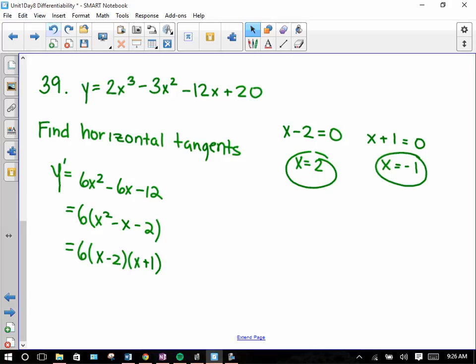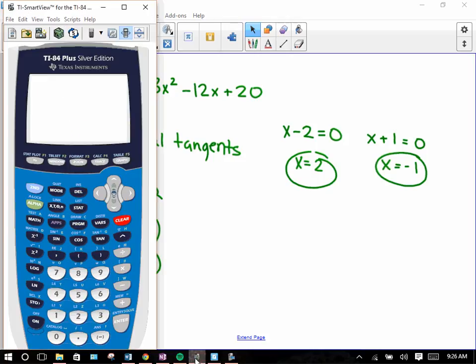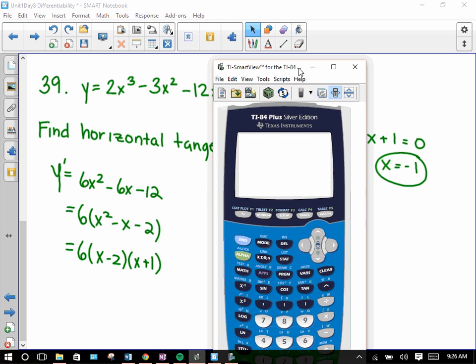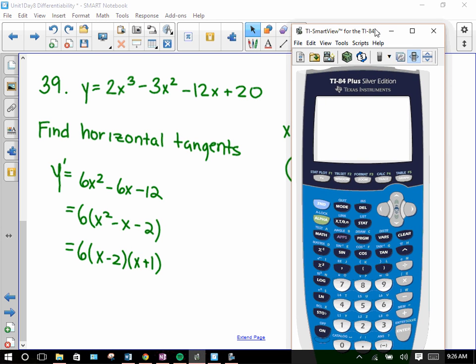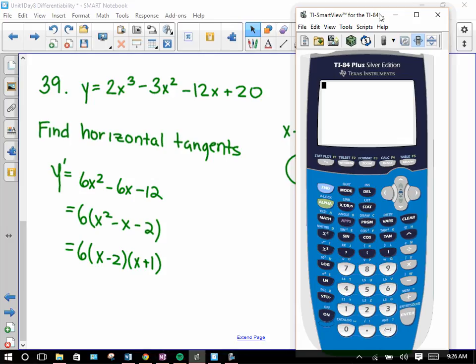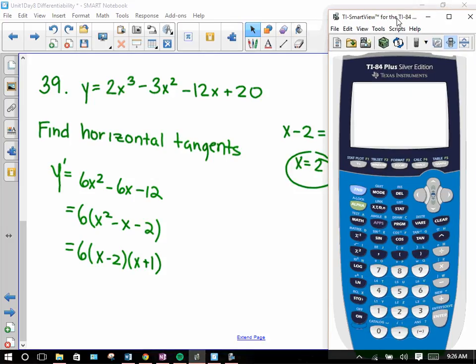Alright? And, I mean, if you wanted to, I know it said not to use your calculator on this problem, but you can always check your work. So you can go y equals 2x to the third minus 3x squared minus 12x plus 20. Right? Graph.